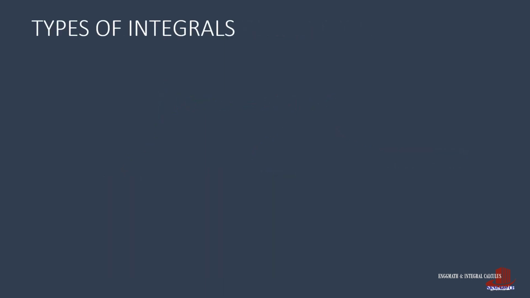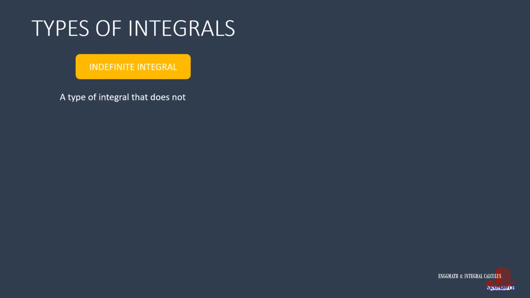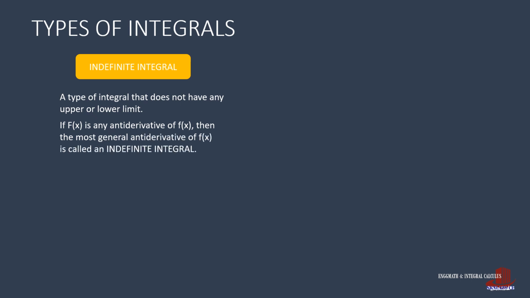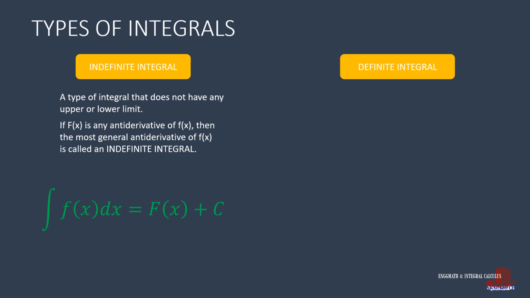There are two types of integrals, first of which is indefinite integral. This is the type which does not have any upper or lower limit. This is also described as the general antiderivative of a function. In the model, the integral of f(x) dx is F(x) plus c. The other type is definite integral, which is a type easily noted with the upper and lower limits. The model of this type starts with the integral of f(x) dx from a to b, which is equal to the function of b less the function of a.